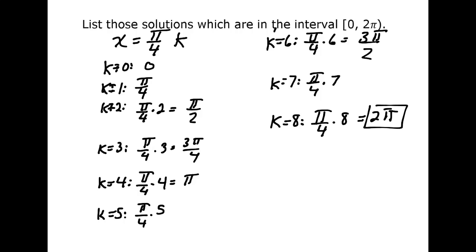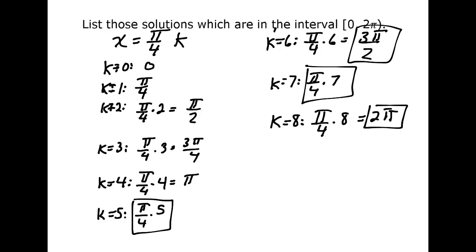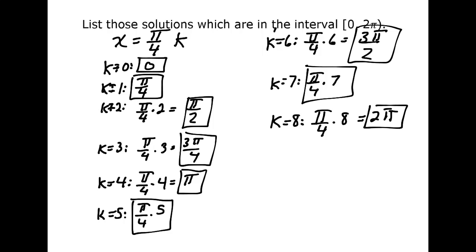Any more increasing k, and we will have numbers outside of the range we were asked to find. They will be bigger than 2 pi if we keep going. So we have 8 answers here, numbers whose angles will make the sine of 4x equals 0 true, and which fall between 0 and 2 pi.